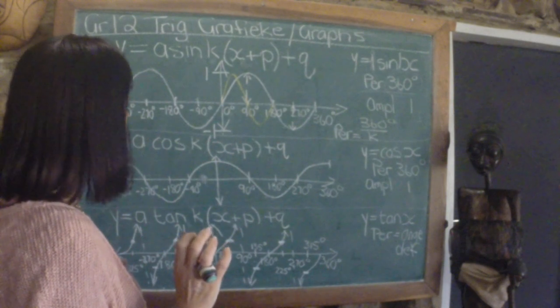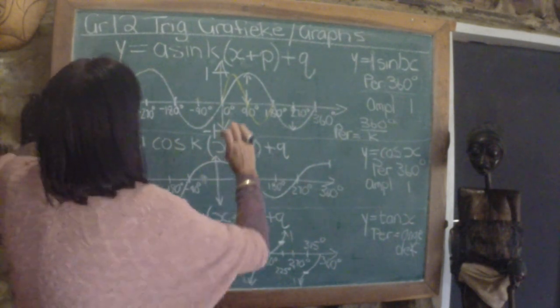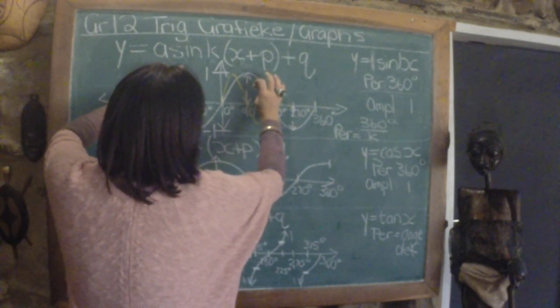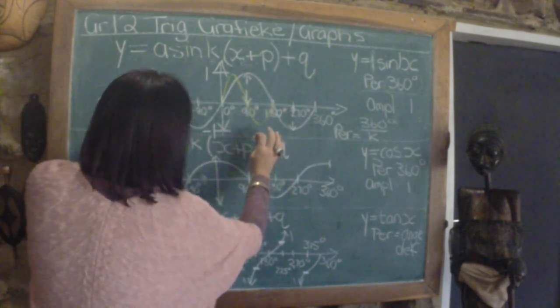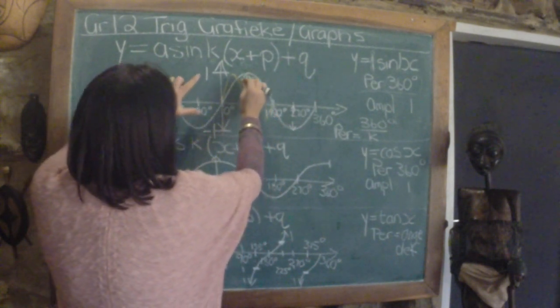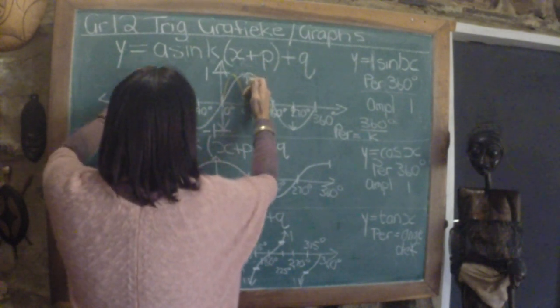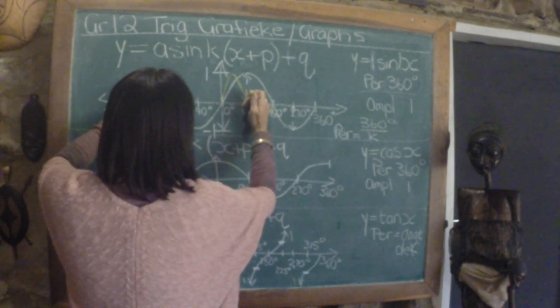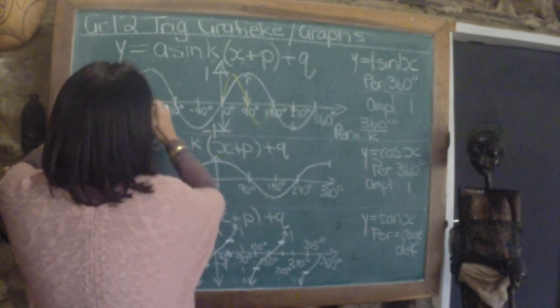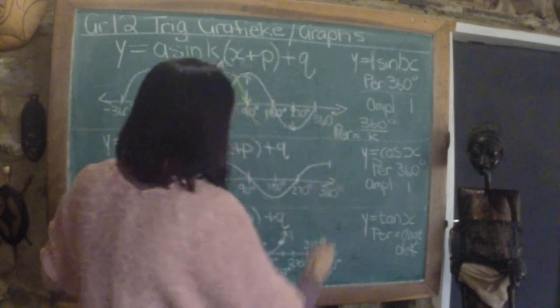If it's negative, then the whole function will shift downwards. Say for instance, I shifted 1 unit downwards, then this whole thing will move down up to there, and then it will look like this.